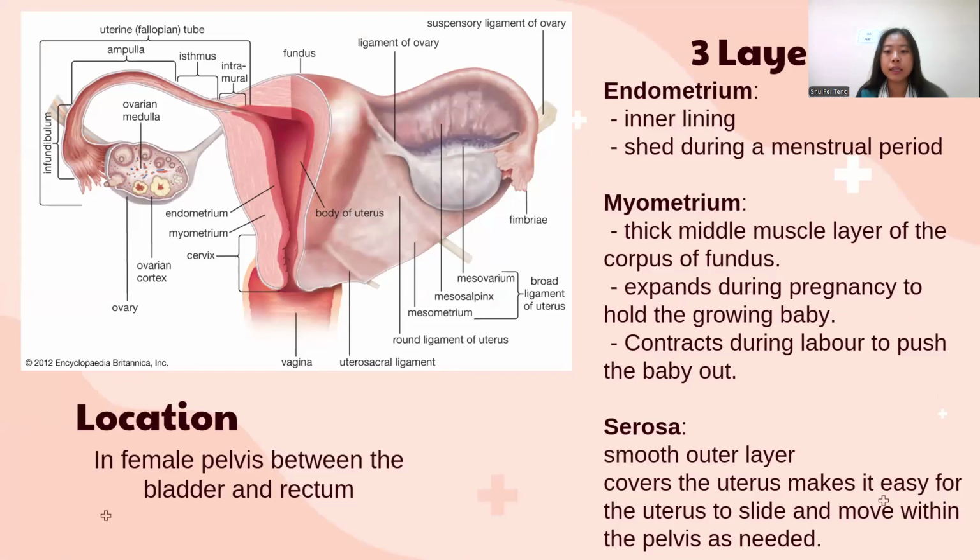Myometrium is a thick middle muscle layer of the corpus and fundus. It expands during pregnancy to hold the growing baby. It contracts during labor to push the baby out. The third layer is serosa, which is the outermost layer. It covers the uterus and makes it easier for the uterus to slide and move within the pelvis as needed.